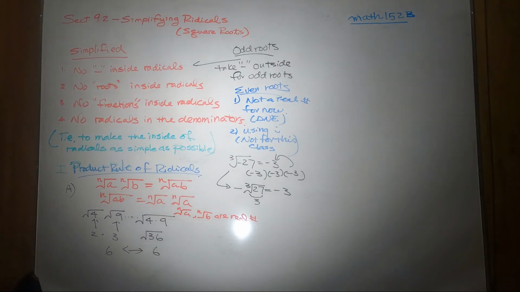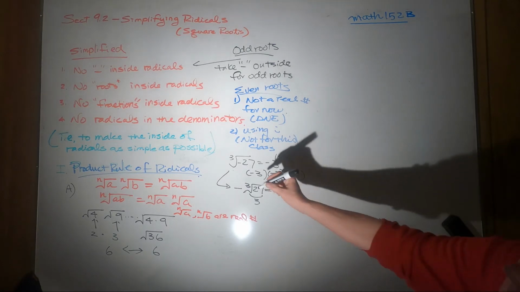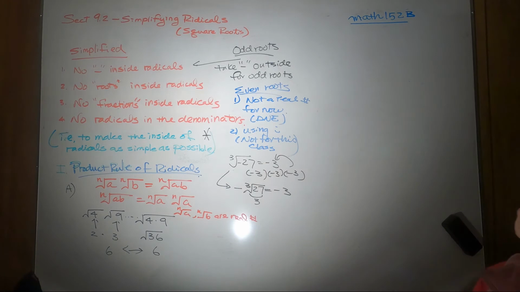All right. So we are going to use this product rule to simplify radicals, to make the inside of the radical as simple as possible.